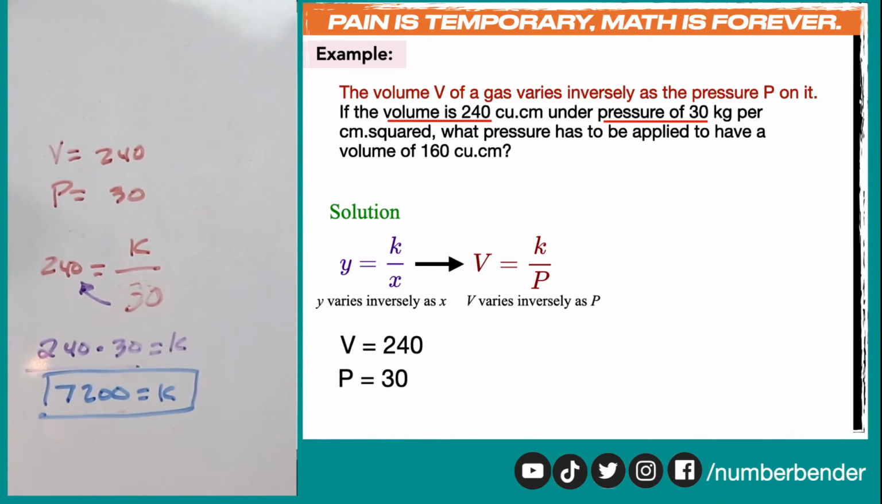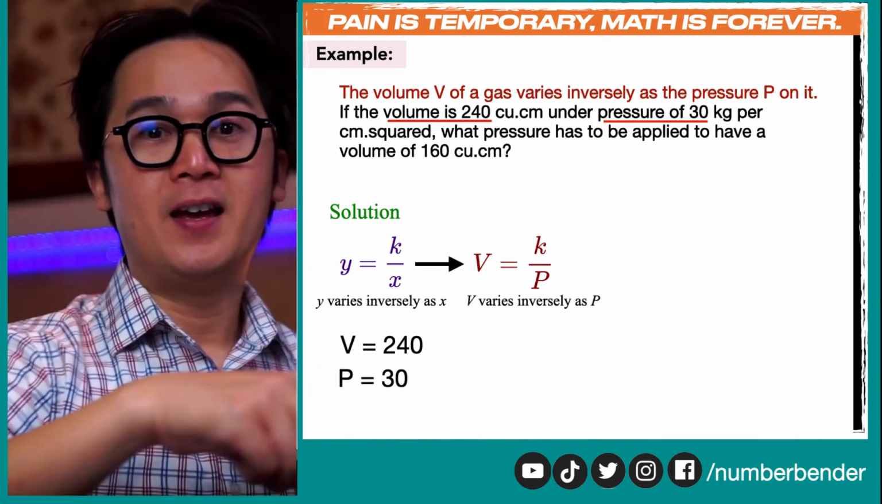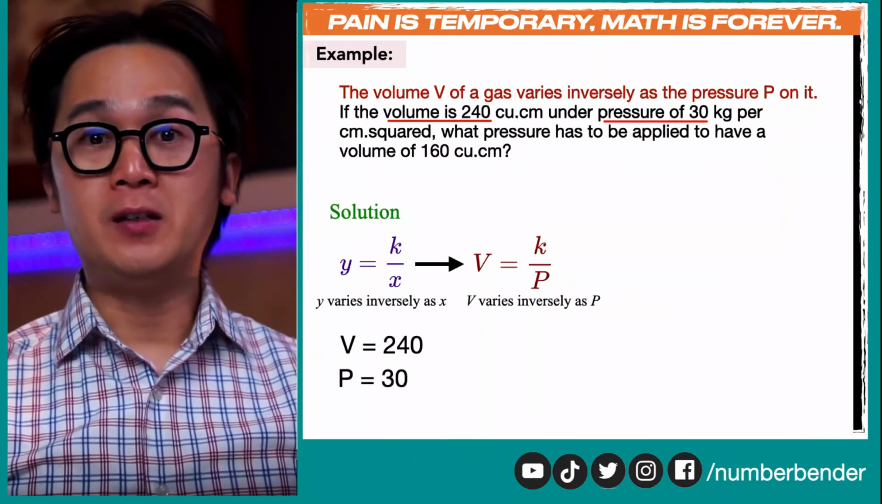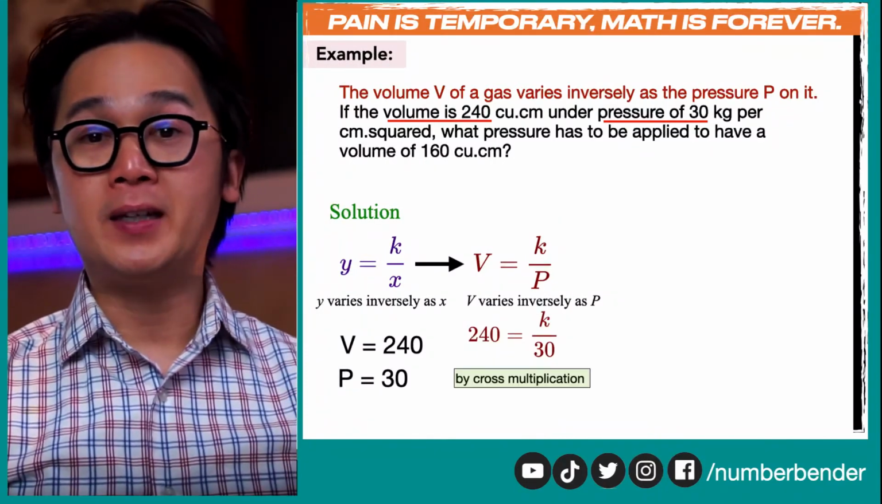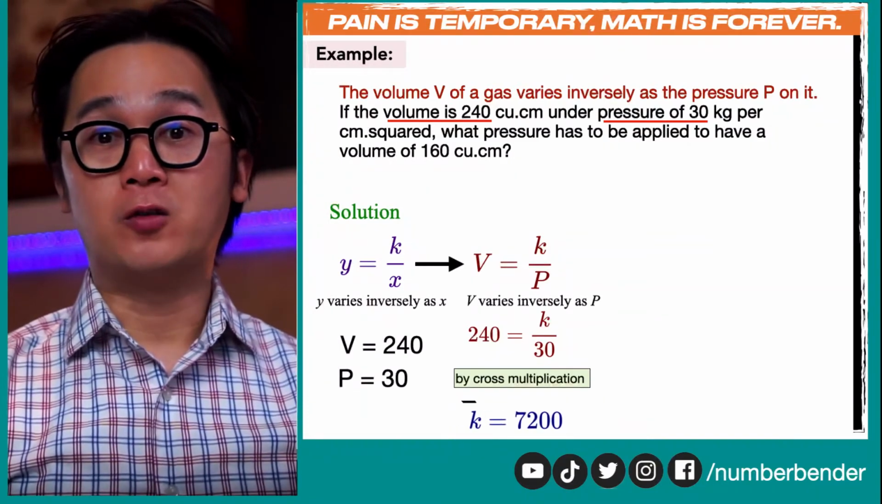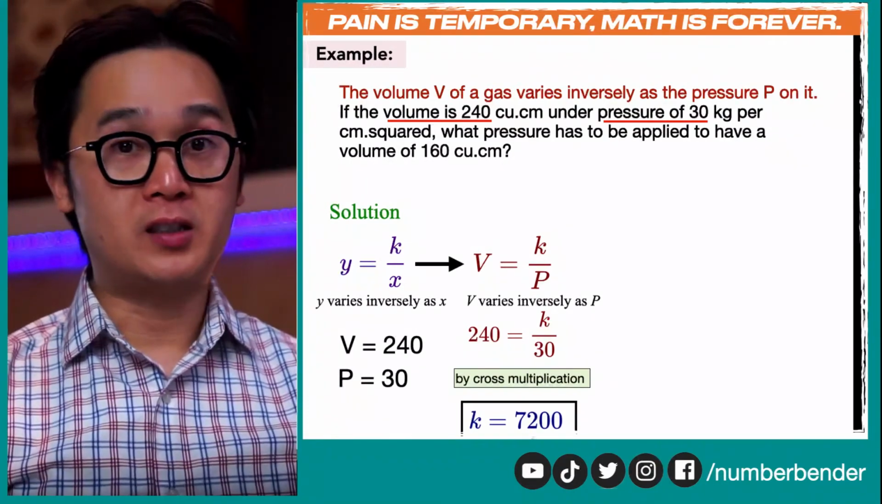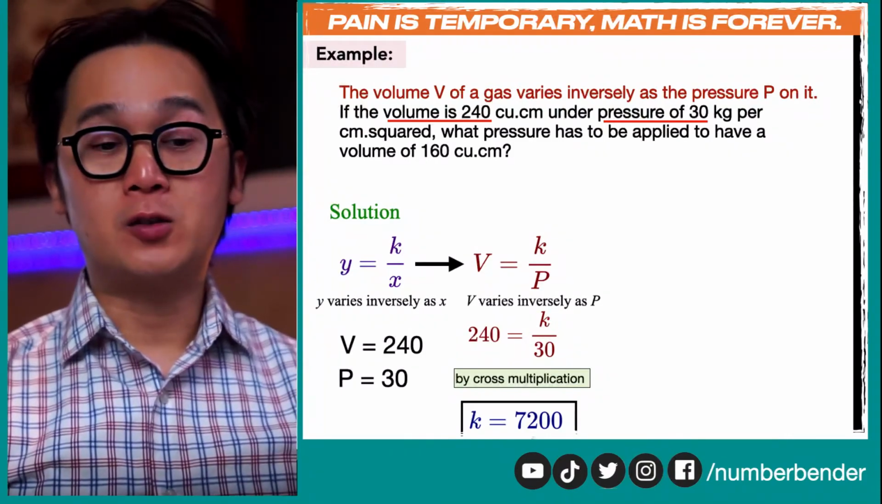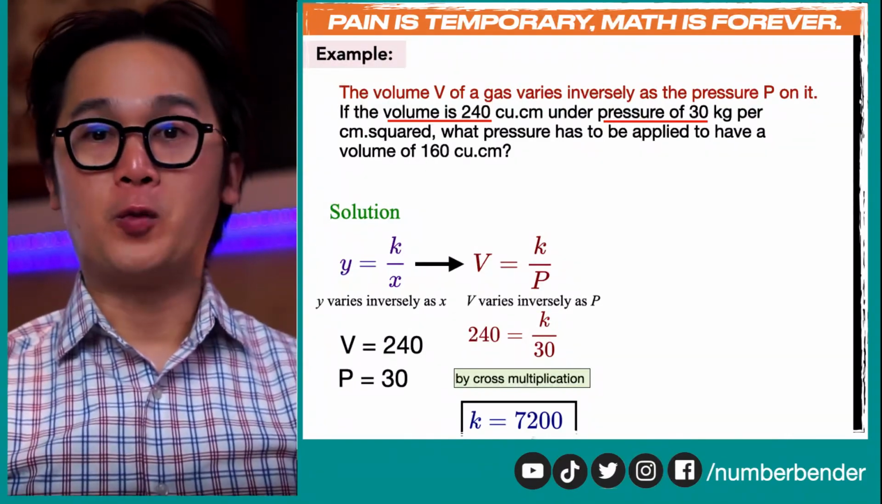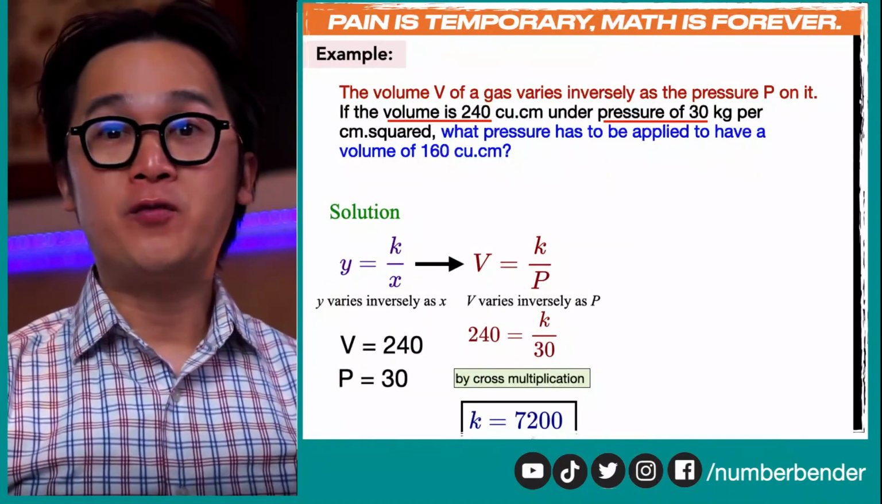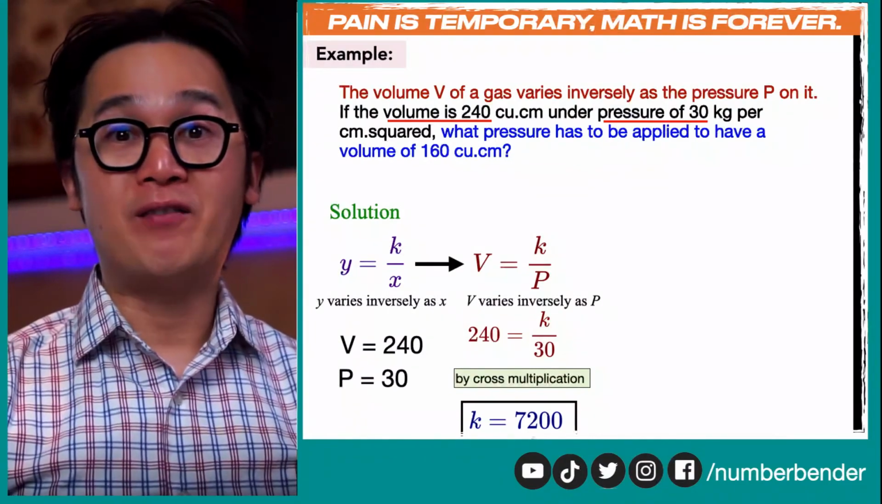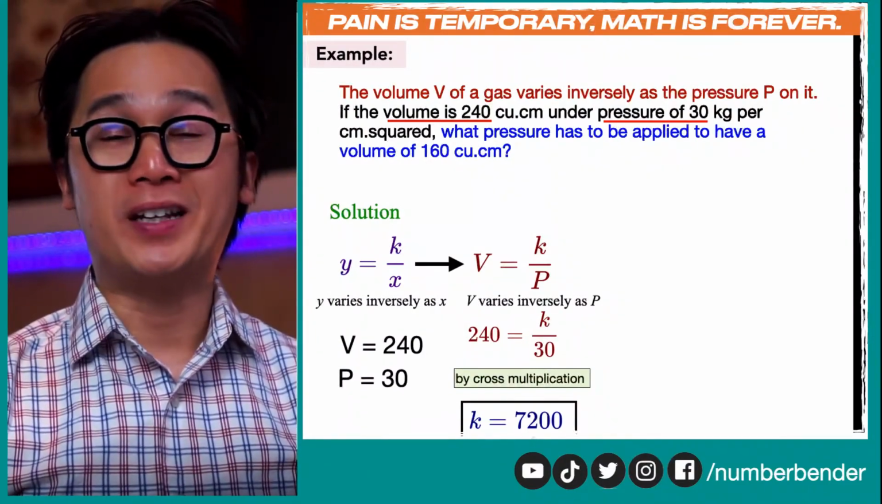that we're looking for. And now we're ready to solve the rest of the word problem that we are working on today. So by looking at our equation, we have V is equal to K all over P. I replace V and P, and by cross multiplication, I found 7,200 as our constant of variation specific to this word problem. That's why we can now answer the last part of our word problem, which is looking for the pressure that needs to be applied to have a volume of 160 cubic centimeters.